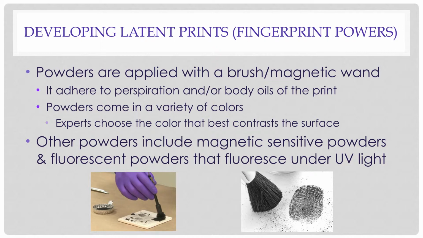and what's going to contrast it best. There are some powders that are magnetic sensitive powders, and these can be applied with a magnetic brush, also known as a magna brush. There are no bristles on those, which means it's not touching the print itself, which has less chance of being destroyed or damaged in any way. And then there's also powders that are fluorescent, so that when they apply it and then view it under a UV light, it will glow to show that print.